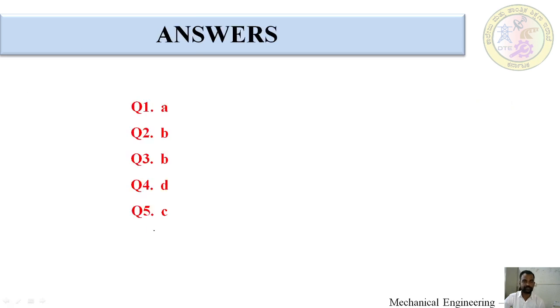Next, these are the answers to the multiple choice questions. For the first question, the answer is the A value, and question number 2 is the B value, question number 3 is the B value, question number 4 is the D value, and question number 5 is the C value. These are the answers to the multiple choice questions.